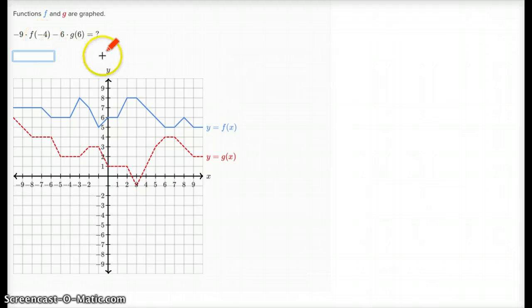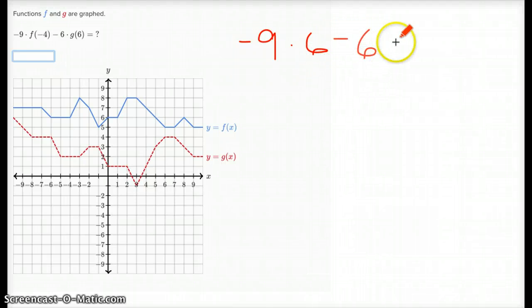So for f of -4, we follow y equals f of x, and we want to look for the y value at x equals -4. So we'll go to x equals -4, and then we'll go up here, and it intersects with the line here at y equals 6. So this is really 6, and I'll rewrite the equation over here as we go. So -9 times 6, as we said over here, minus 6 times, and here's what we have to find out again.